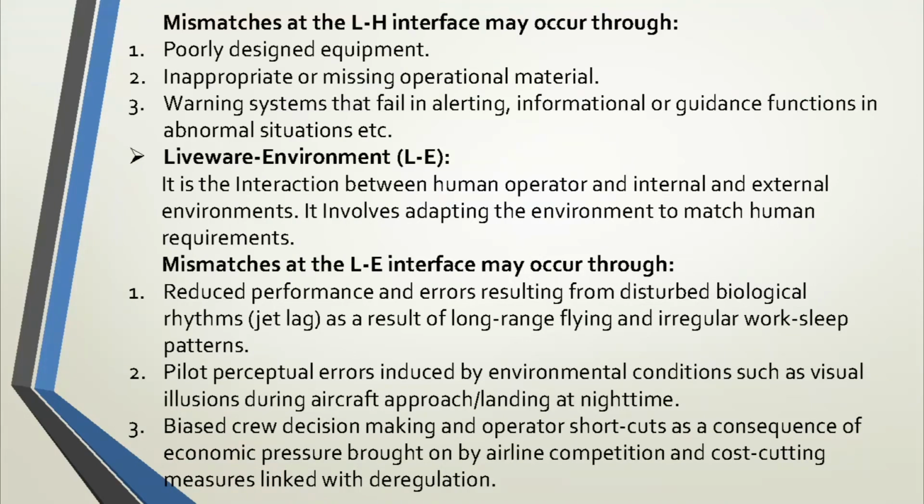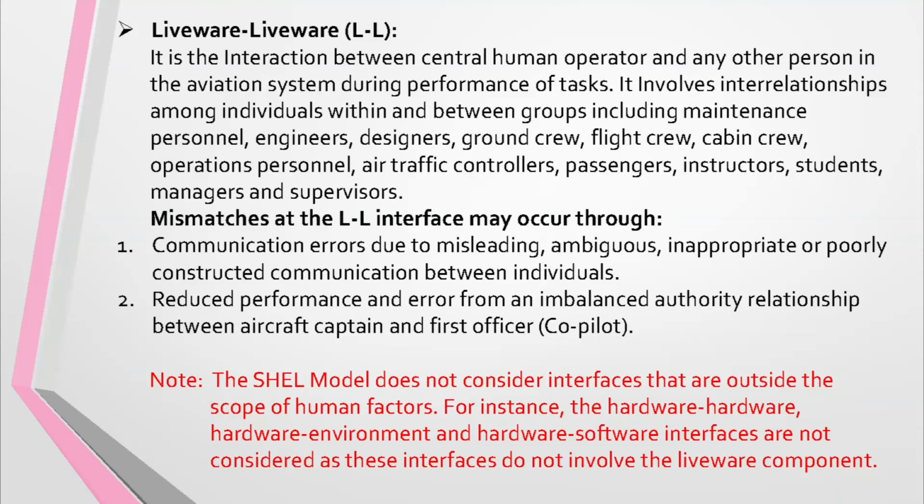It is the interaction between the humans and the physical and organizational environment. Effect of different lighting levels, noise levels, temperature on humans are covered under this. It also covers the effect of company norms, rules, laws, etc. on human beings. Mismatch can occur due to inappropriate company norms or rules or excessively high temperature or very low temperature, noisy environment, etc. Last is the interaction between liveware and liveware.